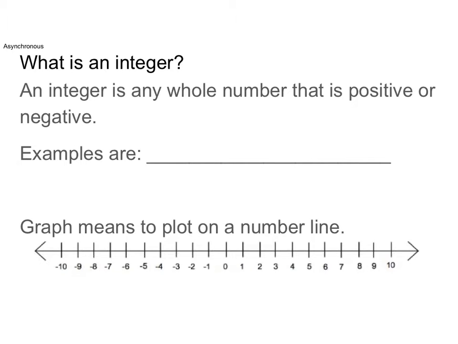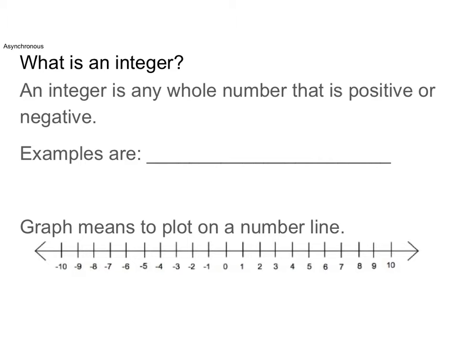So what is an integer? So I want you to write this into your notes. So an integer is any whole number. This is really important, the whole part, that is positive or negative. Okay, so we have to think of whole numbers. So what are some whole numbers to think in your head? Okay, and think of some positive and think of some negative numbers.